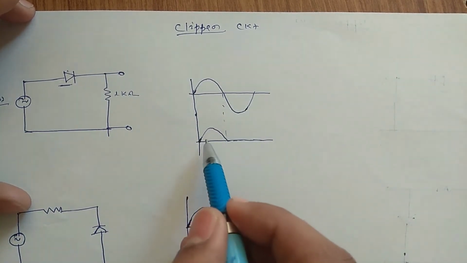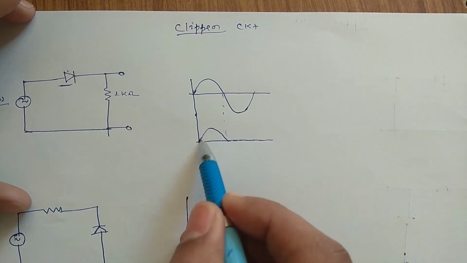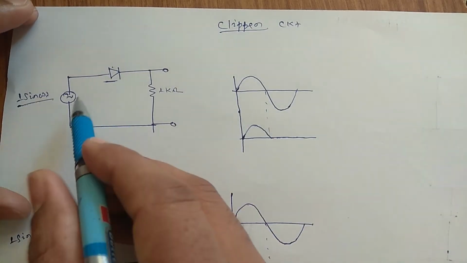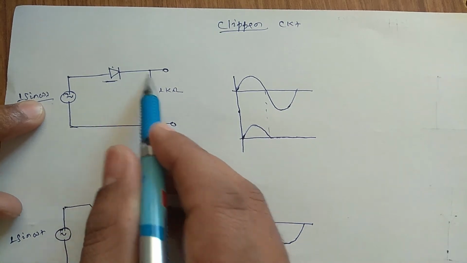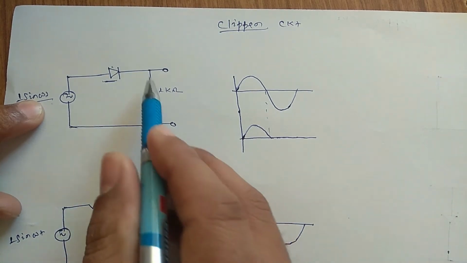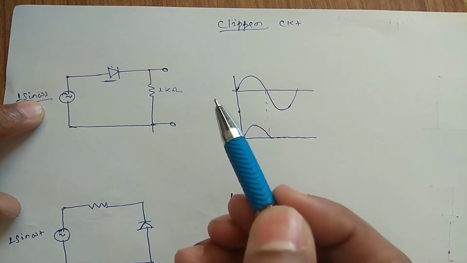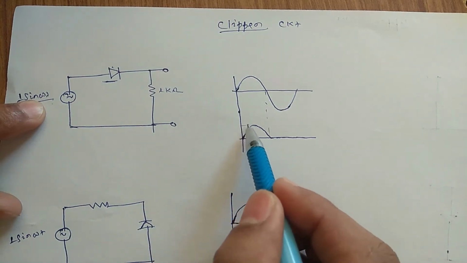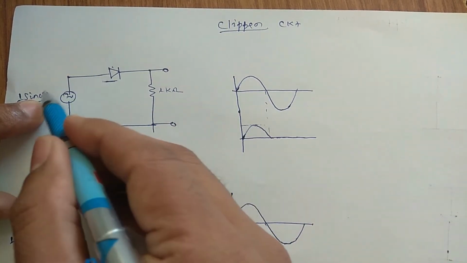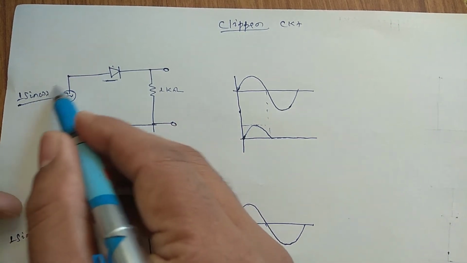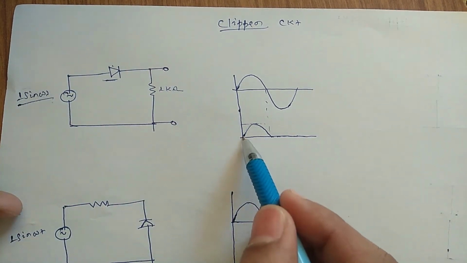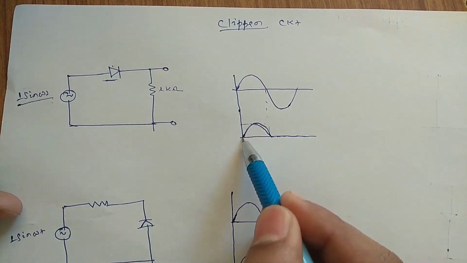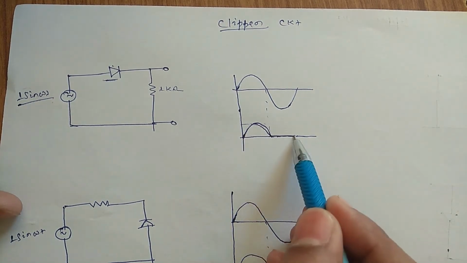Now if you see, for the positive cycle it will pass, because when the voltage is greater than 0.7 volt, it is going to pass that signal and you are going to get that as an output. Moreover, the maximum voltage will be 1, with this 0.7 drop. The positive cycle will be passing and the negative will be blocked.